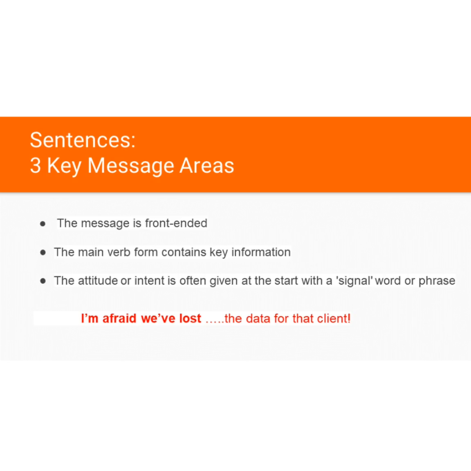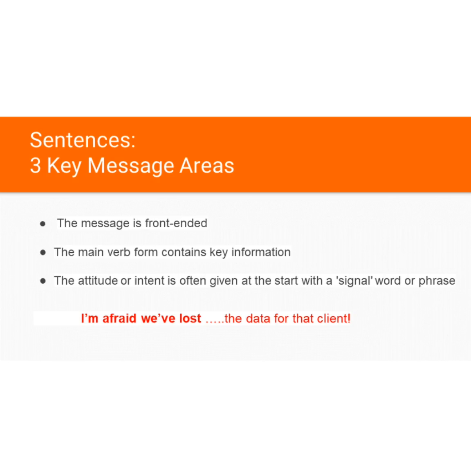The second point, the main verb form contains key information. So you need to pay a lot of attention to the verb form. Verb form includes the verb itself, modal verb, auxiliary verb, negative form, etc. And finally, the attitude or intent is often given at the start with a signal word or phrase.